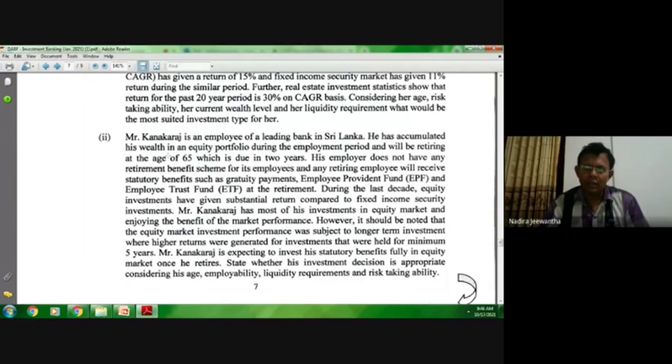Kanakaraj is expecting to invest his salary benefit fully in the equity market once he retires. State whether his investment decision is appropriate considering his age, employability, liquidity requirements, and risk. So how many lines are there in this particular sentence? But actually the essence is what? A 65-year-old guy, a senior citizen, investing in shares. Do you recommend? What is your answer? No.